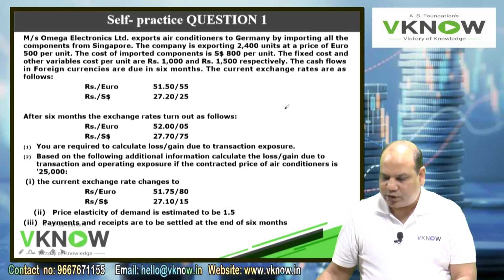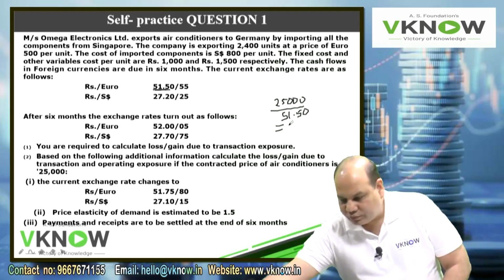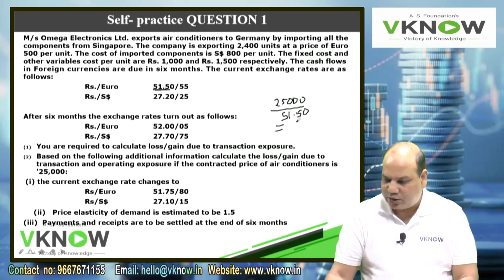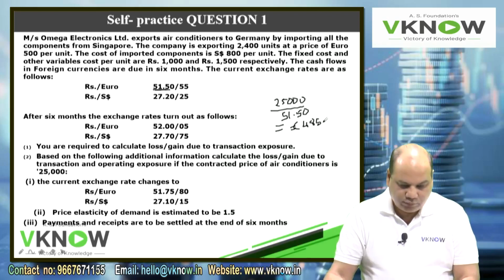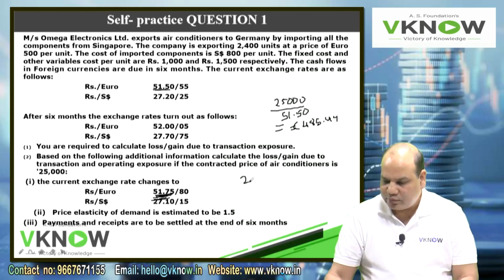The company has fixed the price at 25,000 rupees. So earlier when the rupees per euro was 51.50, the price in euro was 25,000 divided by 51.50. That means he was paying in his currency, euro, 485.44, let us say. But now the exchange rate has changed to 51.75, but he is required to pay 25,000 only.